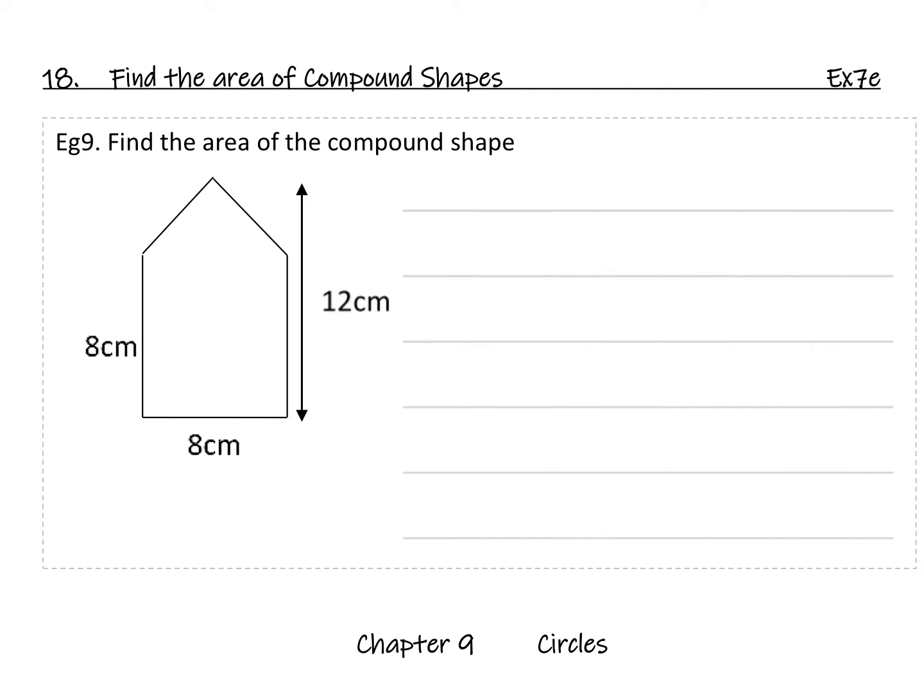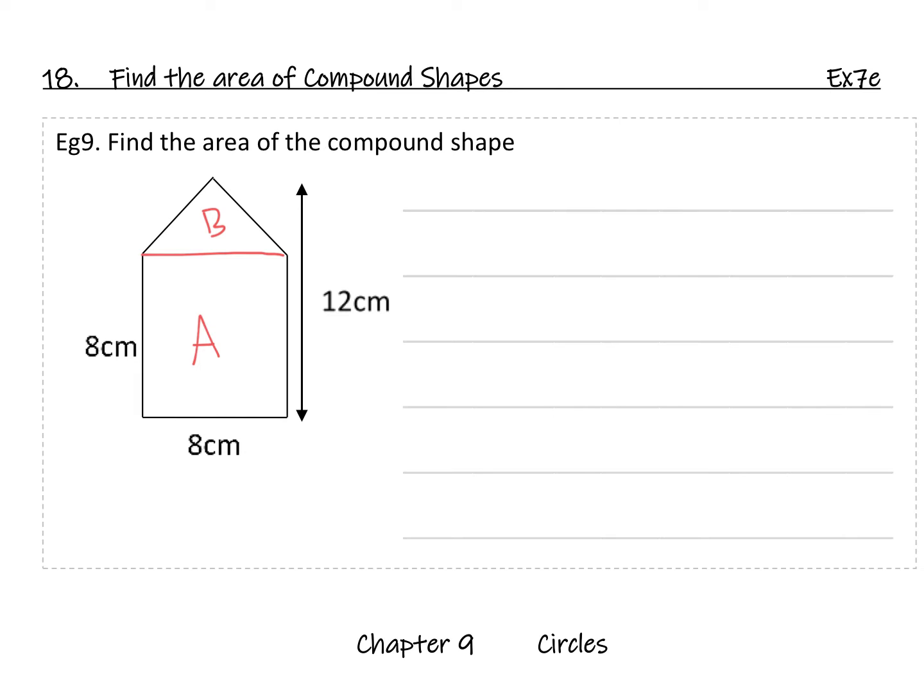To find the area of compound shapes, we need to split the shape up into shapes that we know how to find the area of. We don't know how to find the area of this pentagon, but I can split it up into a square and a triangle. So we can call one A and call the other one B.